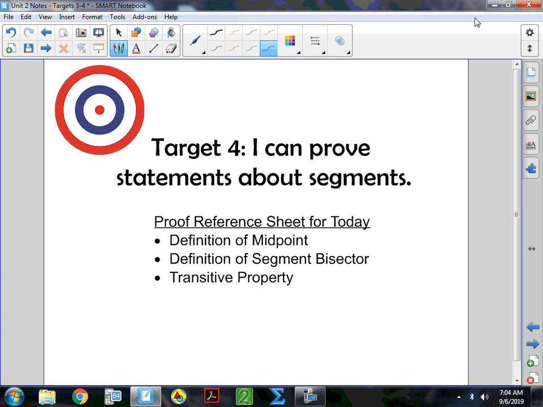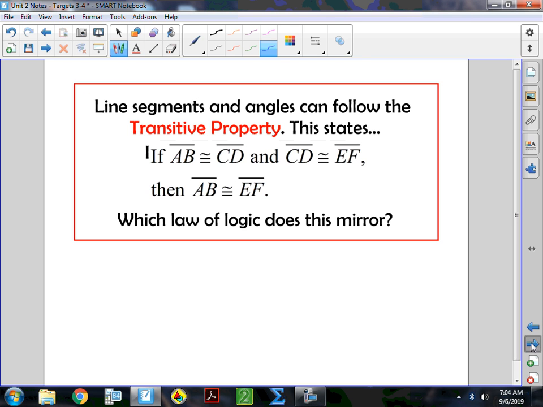And the ones that we're going to be using today are definition of midpoint and definition of segment bisector, which we just looked at, and the transitive property. So this is the transitive property. Line segments and angles can follow the transitive property. This states that if segment AB is congruent to segment CD and segment CD is congruent to segment EF, then segment AB is congruent to segment EF.